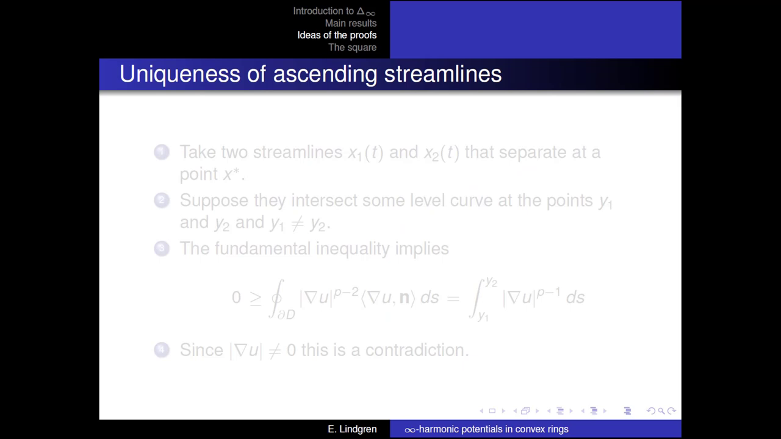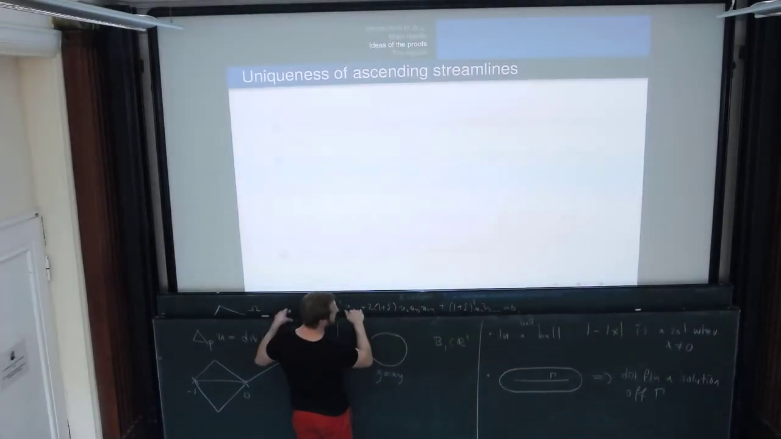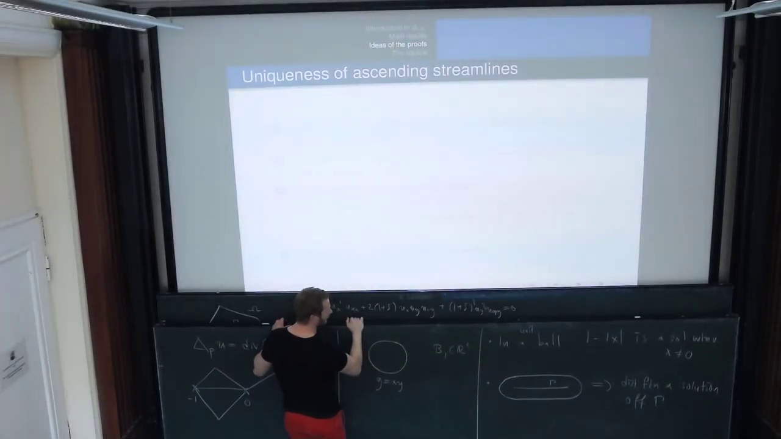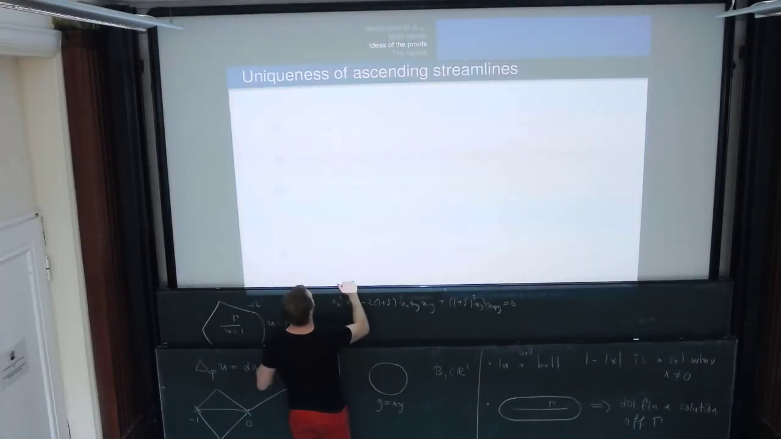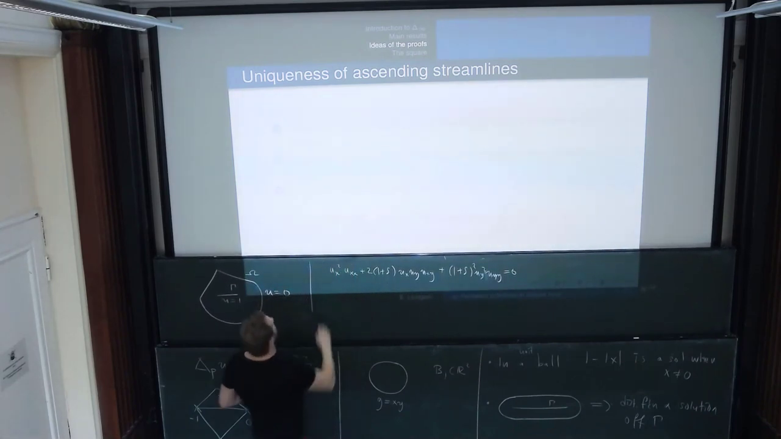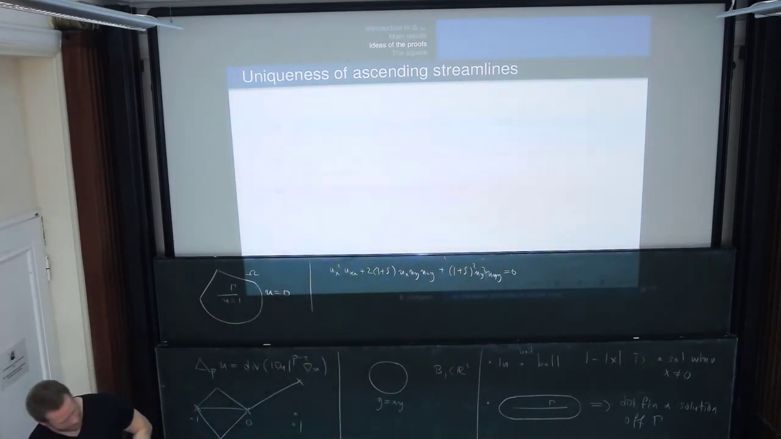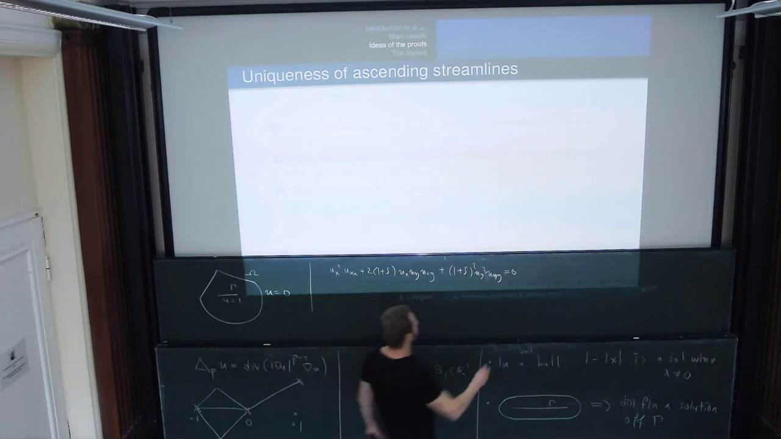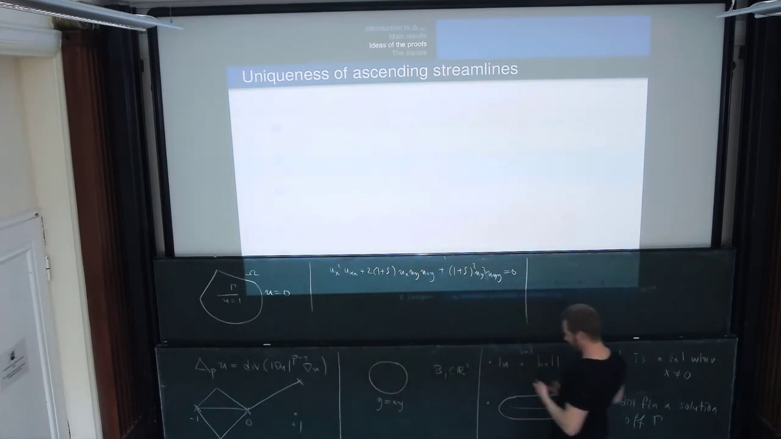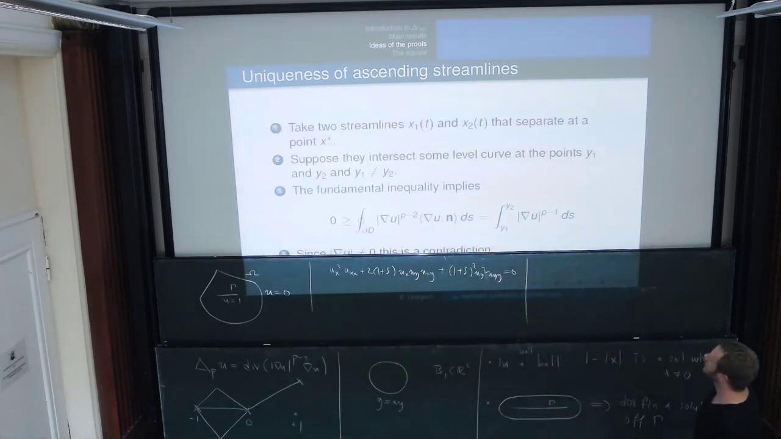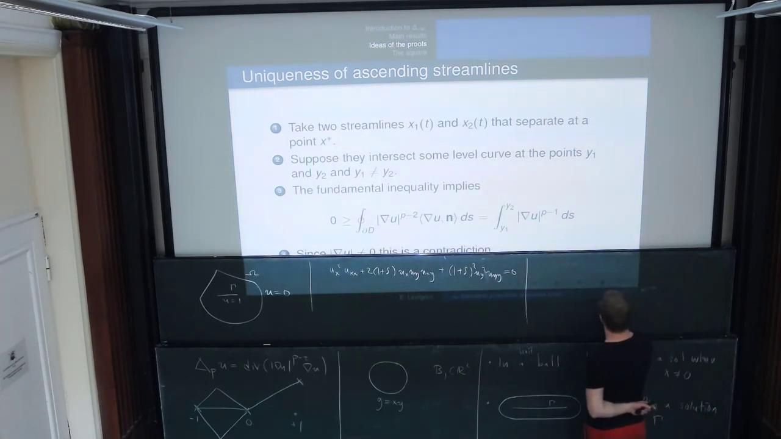Okay, so how do we use it? So how do we prove uniqueness of these streamlines? So we take two streamlines, and suppose that they separate at a point. So suppose we have streamlines looking like this.